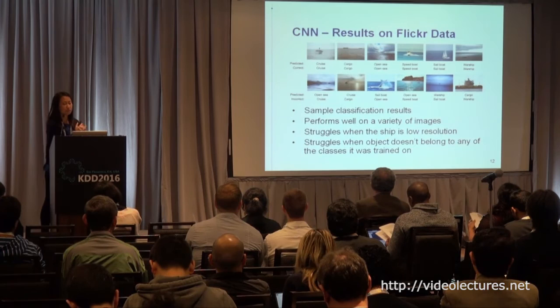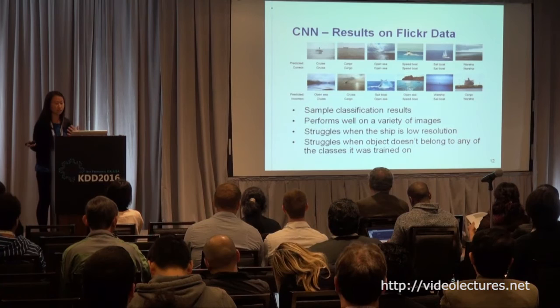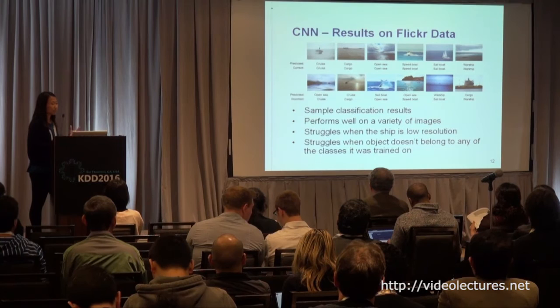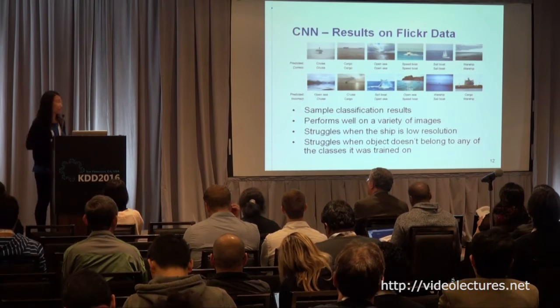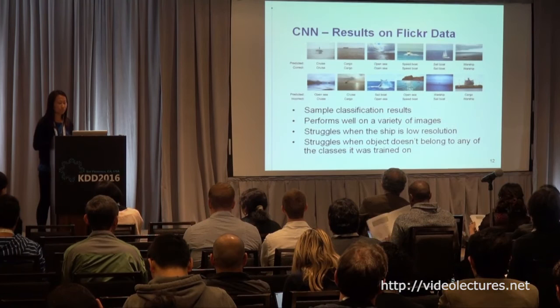So the results on the Flickr data set, the first row you see are the correct classifications. The second row you'll see some sample images of where our model didn't do so well. So it actually performed very well on a wide variety of images, and mainly it struggled when the ship resolution was low, so the ship was very small in the frame, or when we threw at it something that it's never seen before, like the middle image where you see a whale tail flicking up. So those were the main types of images that it didn't do so well on.